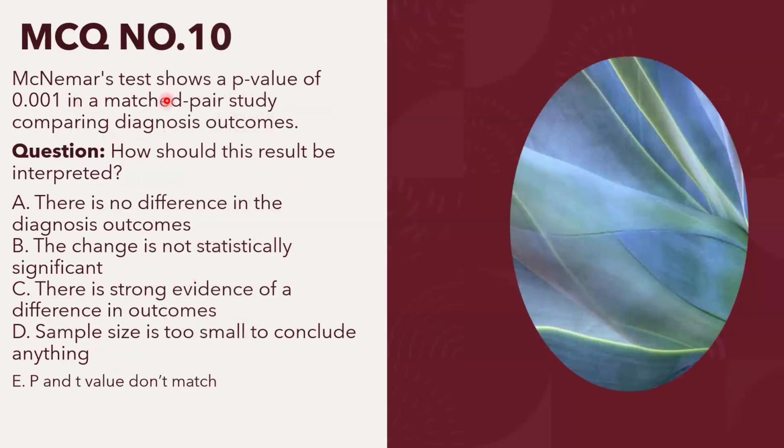MCQ number 10. A McNemar test shows a p-value of 0.001 in a matched pair study comparing diagnosis outcomes. How should this result be interpreted? There is no difference in the diagnosis outcomes. The change is not statistically significant. There is strong evidence of a difference in outcomes. The sample size is too small to conclude anything. Or p and t values do not match at all.